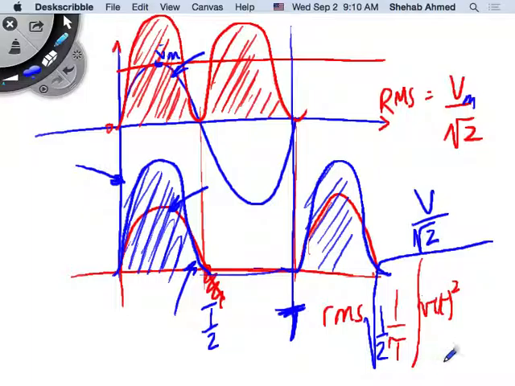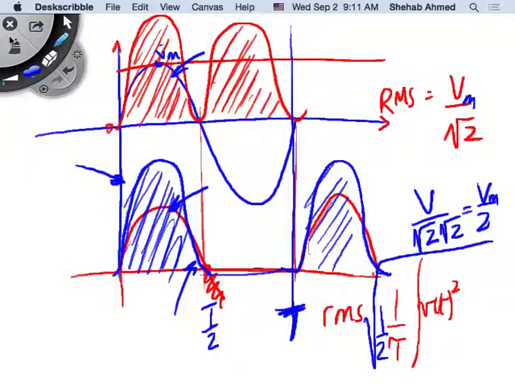Is this fair? Because if this is the integration, integration is the area under the curve, I took that and divided by half, and then, of course, I divided by my period as well. It doesn't change. So it's like Vmax over square root of 2 divided by square root of 2, or Vmax over 2. Okay?